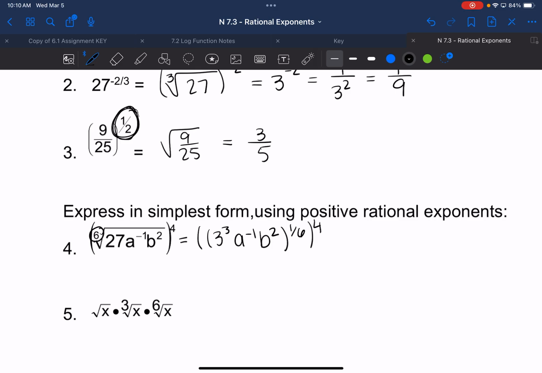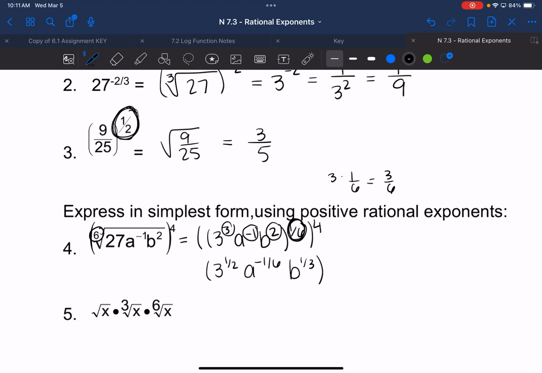Multiply. Okay, so for 3, I'm going to have 3 times 1/6. That'd be 3 over 6, right? Right? 3 times 1/6 is just 3 over 6, right? And 3 over 6 is equivalent to 1/2. Okay, so really we've got 3 to the 1/2, okay? I'm also going to multiply negative 1 times 1/6. What would that be? Right, so I'll have a to the negative 1/6. And then I also am going to multiply 2 times 1/6. 2 over 6. And what's 2 over 6 equivalent to? 1/3. So I'd have b to the 1/3.